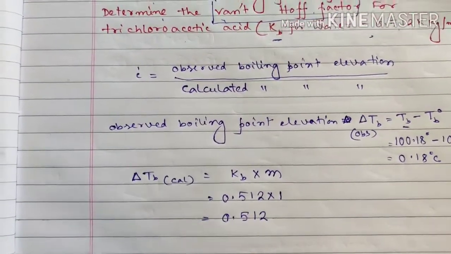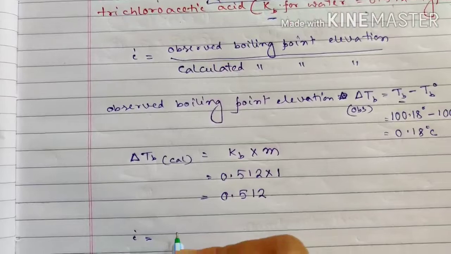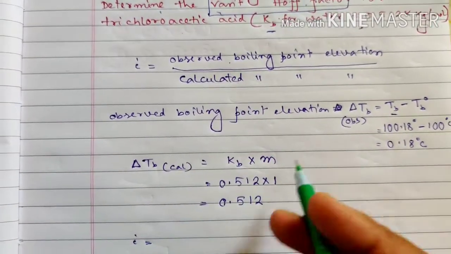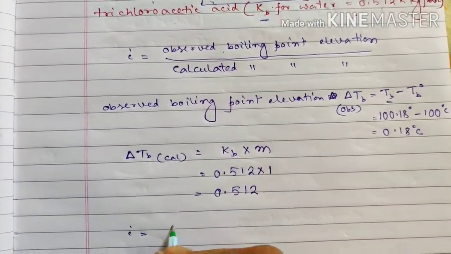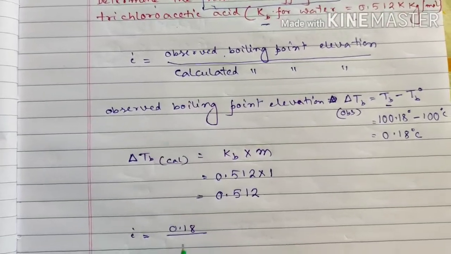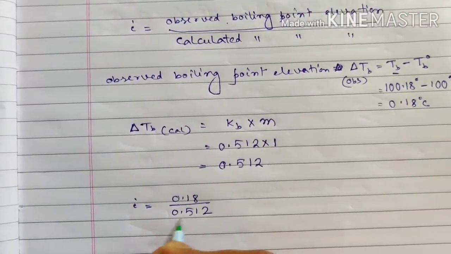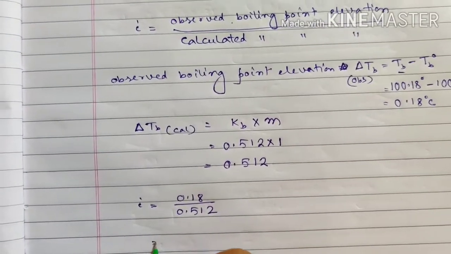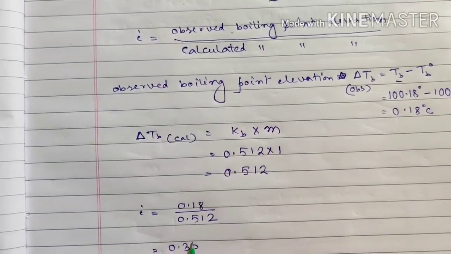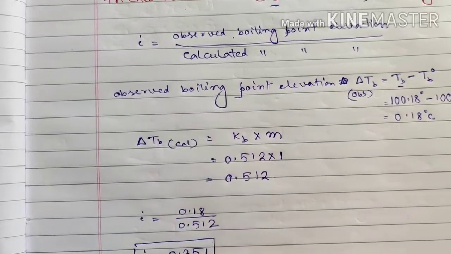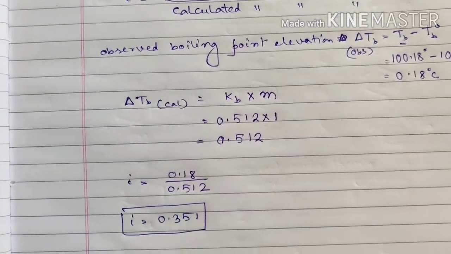Now if we put the value for i, the observed boiling point elevation is 0.18 divided by 0.512. Now this part you calculate separately, and you will get 0.351. That is the desired Van't Hoff factor. You can see it is less than 1.